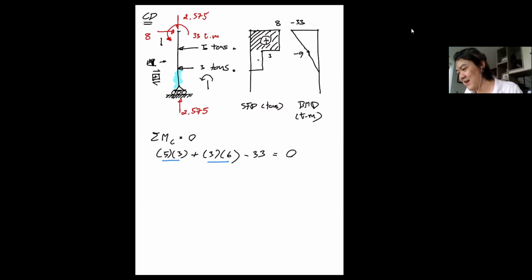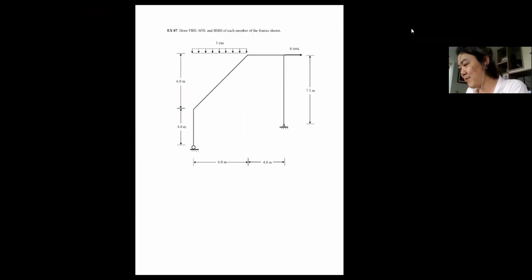Okay, so let's move on to the next example, and I'm gonna spice things up a little more. Now you're gonna have the load that is not perpendicular to the member. So we need to do some exercise to change the nature of the load into one that is perpendicular to the member and another that is parallel to the member.